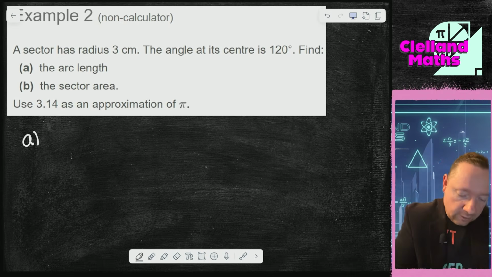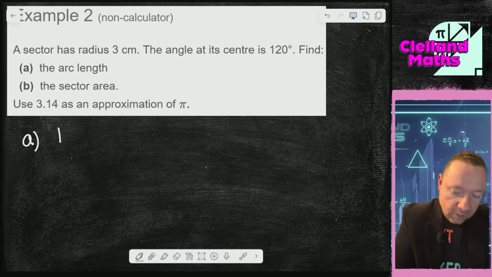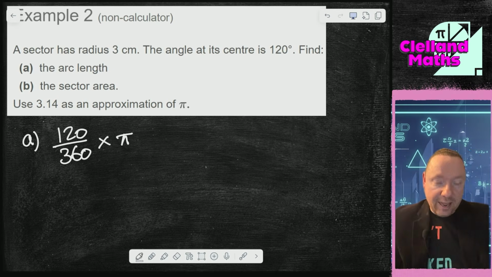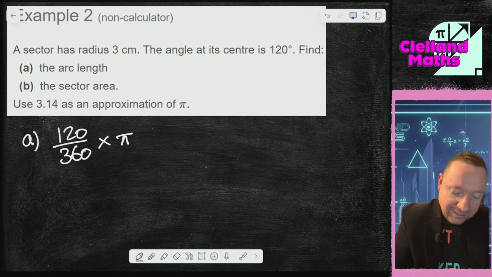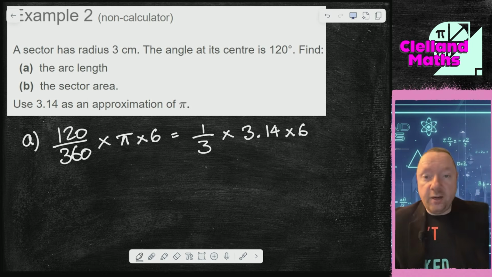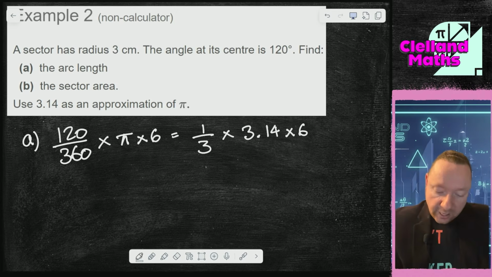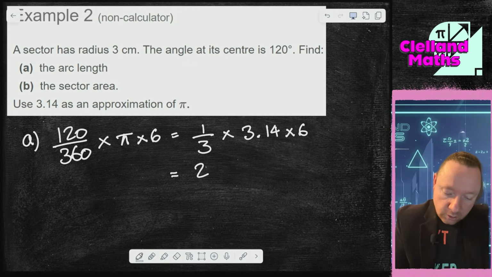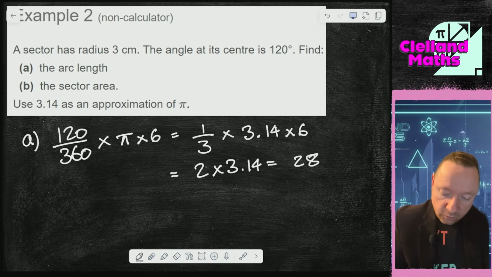For part A, it still works exactly the same. Arc length is angle over 360 times pi times the diameter, because it's a length. So diameter is not 3, it is 6. When you're doing this, I would simplify all your fractions first. 120 goes into 360 three times, so that's 1/3 times pi, which we said was 3.14, times 6. And leave the 3.14 to the end if you can. You can do a third of 6 first. A third of 6 is 2, so it's 2 times 3.14. Doubling that, that's 6.28 centimetres.